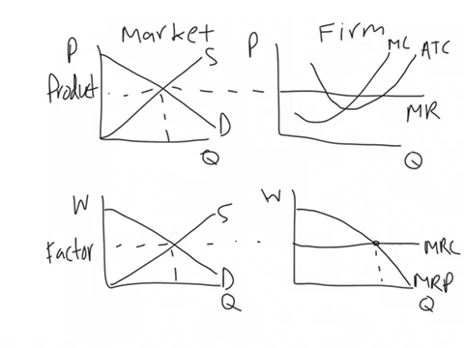Next, we'll take a look at how derived demand affects the factor market. On the top, we have the product market and firm, and on the bottom, we have the factor market and firm. Now, let's say that the demand for the good that is being produced increases. When the demand increases, it moves the equilibrium point up, increasing the quantity as well as the price. Since the demand for the product being produced increased, the demand for the workers will increase as well, since more workers will be needed to make more product.